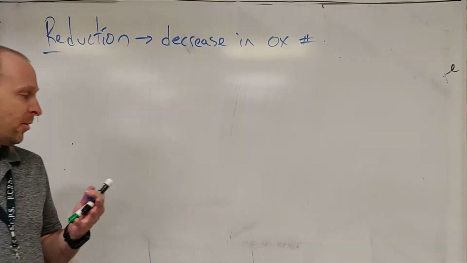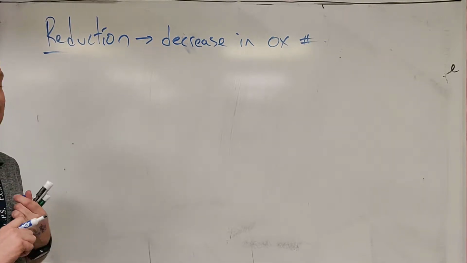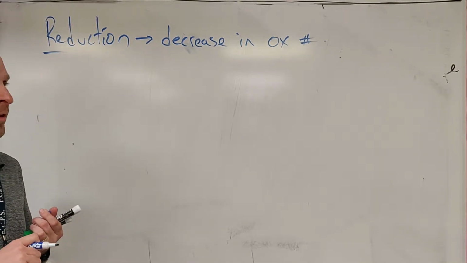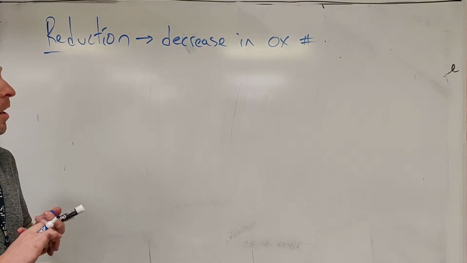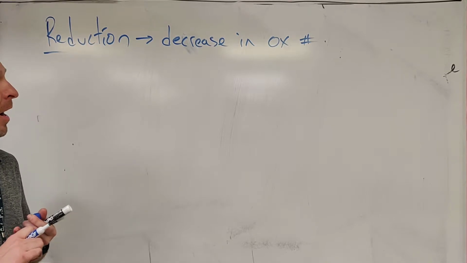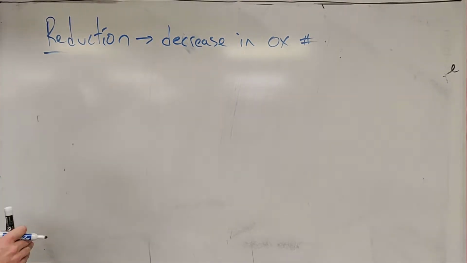And how do you get a decrease in oxidation state? Well, we've done ions before. And when atoms give away electrons, they become cations. They have fewer negative charges. You're losing negatives. And when atoms gain electrons, they become ions. So how do you get a decrease in oxidation number?